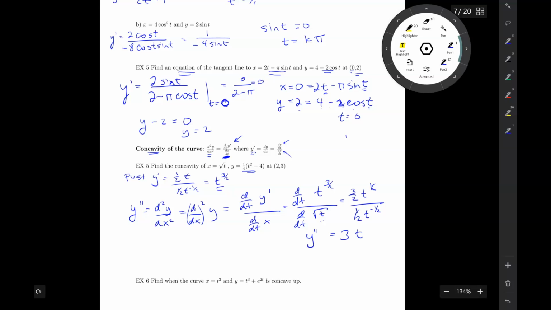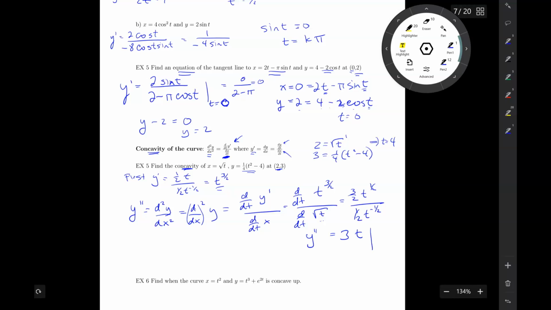So what do they want? They want what is the concavity at this t value, at this point. So that meant that 2 had to equal root t, and 3 has to equal 1/4 t squared minus 4. So I think we came up with this before, that t had to equal 4. Because I got root 4 is 2, 16 minus 4 is 12, divided by 4 is 3.